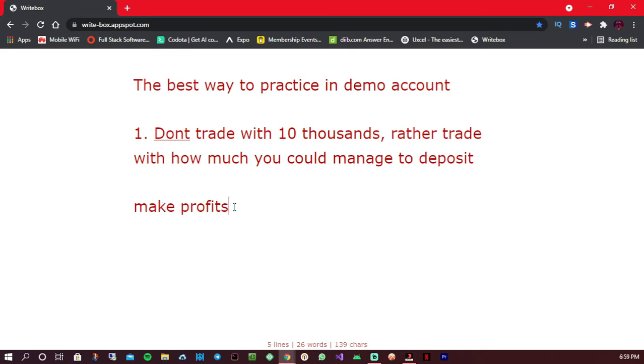I'm sure you all know this. I'm sure you've experienced that it's easier to make profits in a demo account, but when it comes to a real account, you end up making losses. This is the reason why: it's much better to trade with a lot of money. This is why a lot of Forex professionals advise you to start trading with $1,000, but not everyone can manage to start trading with $1,000.